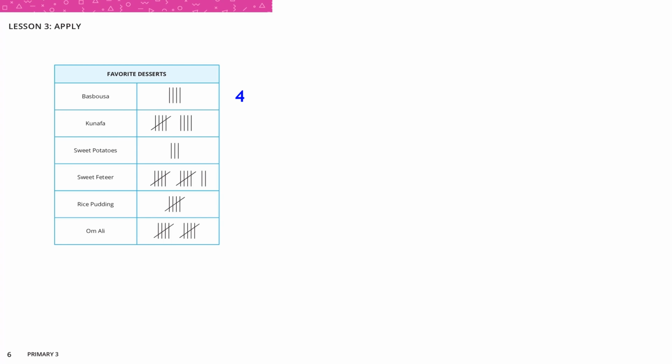we will know that they are 5. We will not need to count. Just when we find one diagonal, we will know that they are 5. So we have 5 here and 4 ones, so all of them are 9. And sweet potato 3, sweet fatir like this also. 2 groups of 5, so 5 plus 5 is 10, and 2, they are 12. Rice pudding, they are a group of 5, so they are 5. Ali has 5 and 5, so all of them are 10.